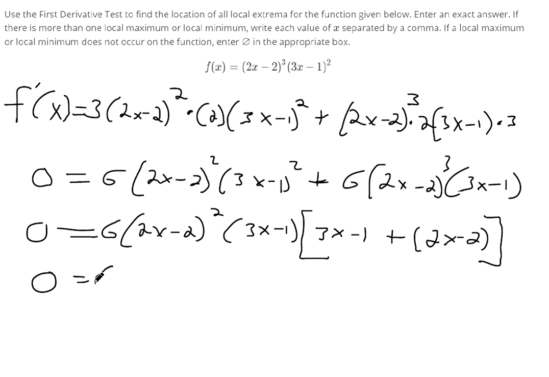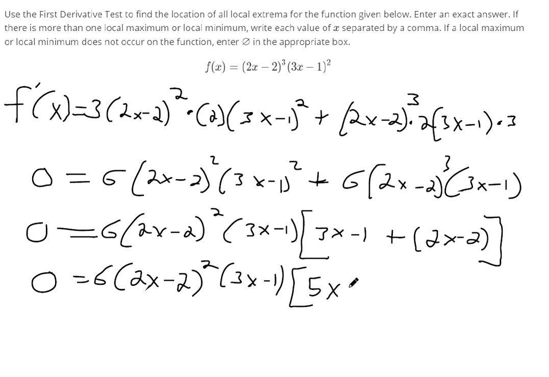And then if we simplify a bit, (3x minus 1 plus 2x), so 3x plus 2x makes 5x. -1 plus -2 makes -3.